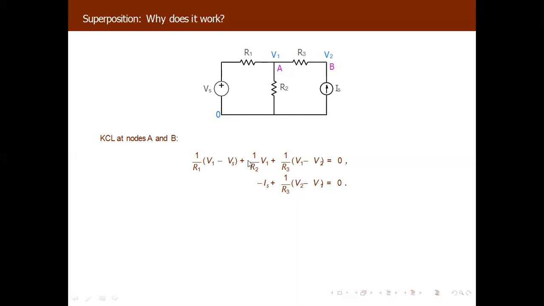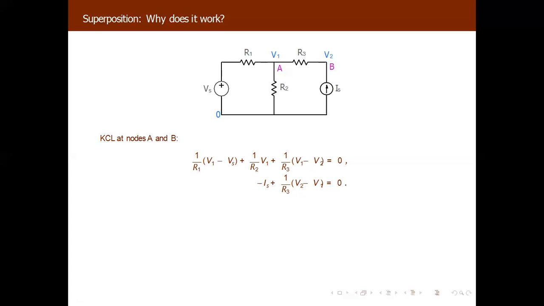So your equation will become (V1 minus Vs) upon R1 plus V1 upon R2. If you are calculating for this R3, how will you get? V1 minus V2 upon R3. So I have written directly V1 minus V2 upon R3. Now, if you are calculating node analysis for V2, for node B, how will you get?